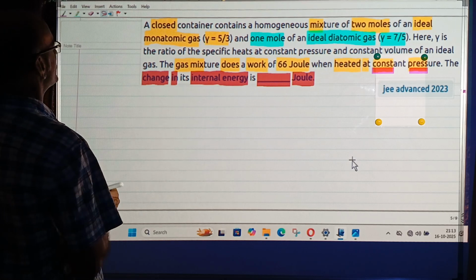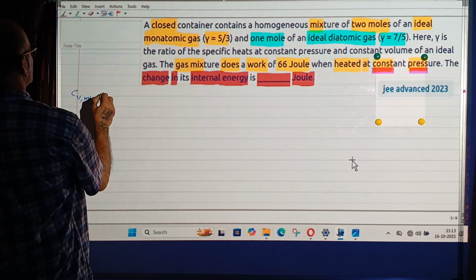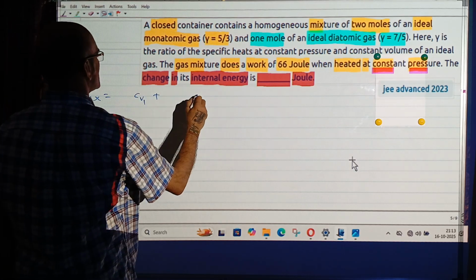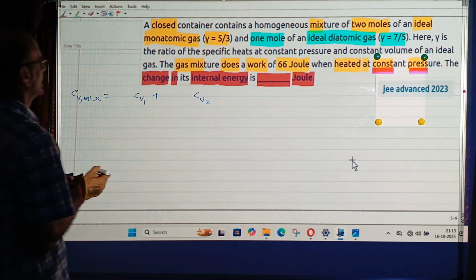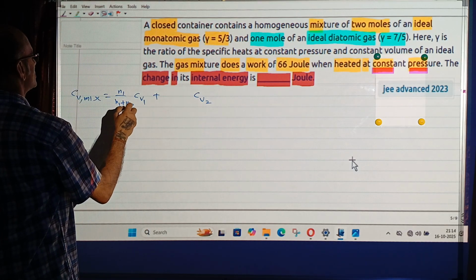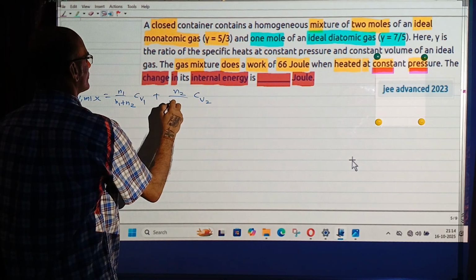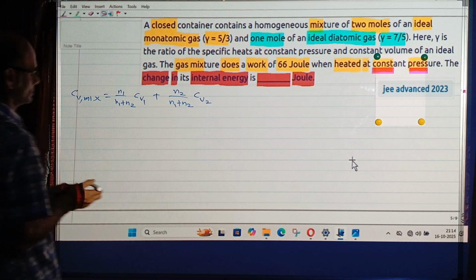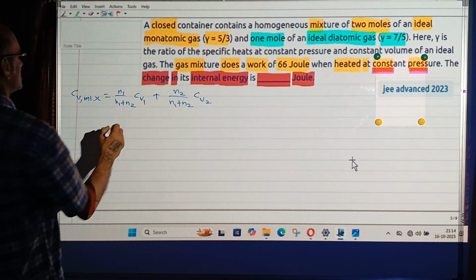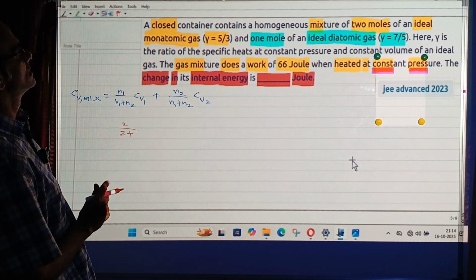So this is a mixture of two gases. So CV of the mixture is a combination of CV1 of the first gas and CV2, and the weightage is the mole fraction. So N1 by N1 plus N2, where N1 is the number of moles of gas 1, and N2 by N1 plus N2. So 2 moles of gas 1, so 2 by, and the number of moles of gas 2 is 1.